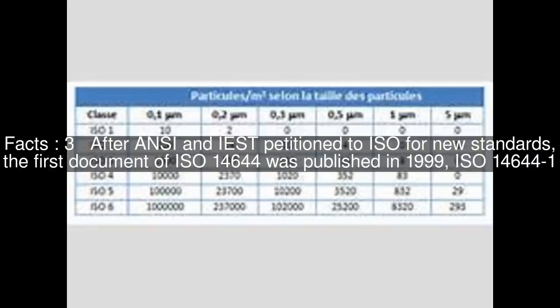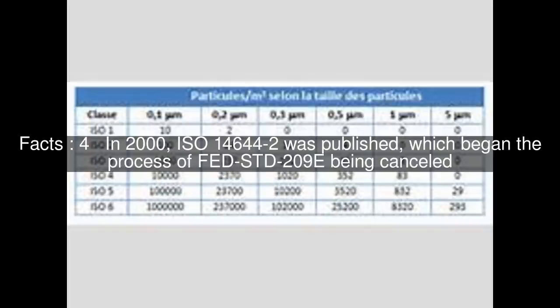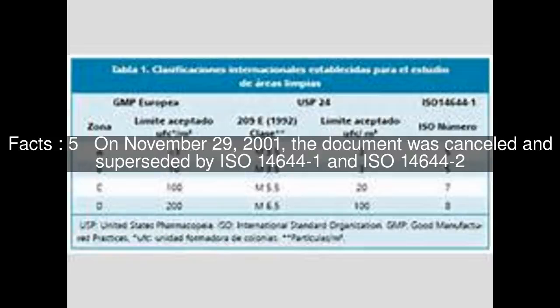14644 was published in 1999, ISO 14644-1. In 2000, ISO 14644-2 was published, which began the process of FED STD 209E being cancelled. On November 29, 2001, the document was cancelled and superseded by ISO 14644-1 and ISO 14644-2.